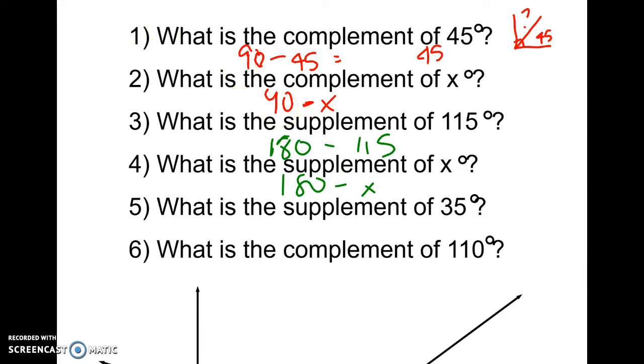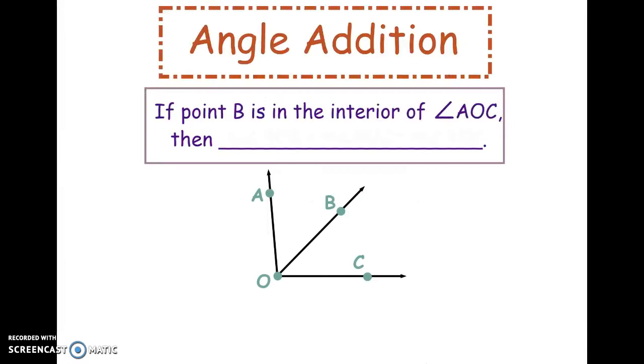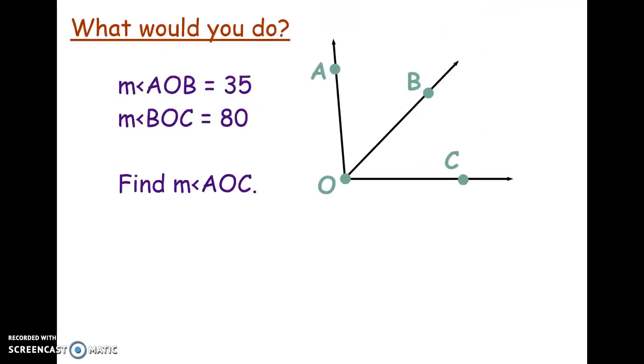I'm going to go back to this angle addition thing. This is because this works with the complement and supplement. So it's something you've already known, it's just now we have a term for it. It's angle addition, just like we had segment addition. Basically, if point B is in the interior of angle AOC, then the measure of AOB plus the measure of BOC equals the whole angle. So it's just like the segment. This little piece plus this little piece equals the whole angle. And that's how it works with complementary and supplementary angles.